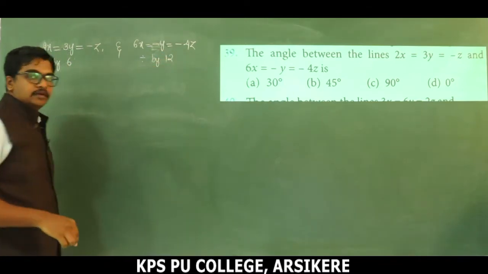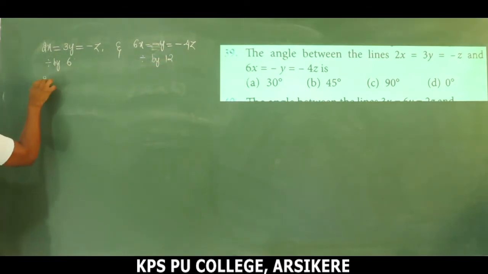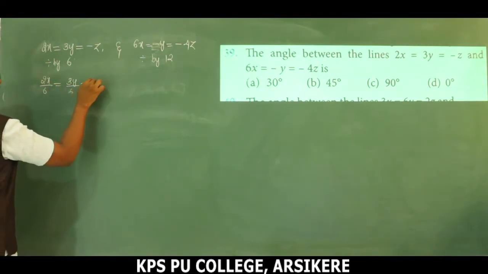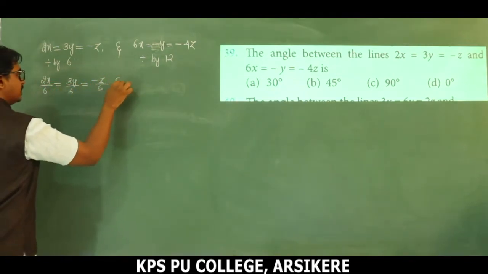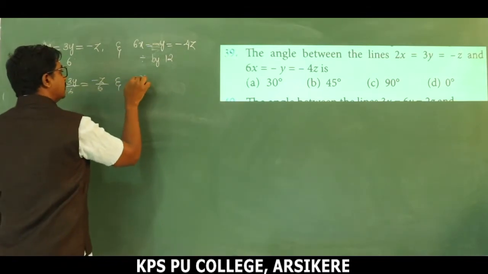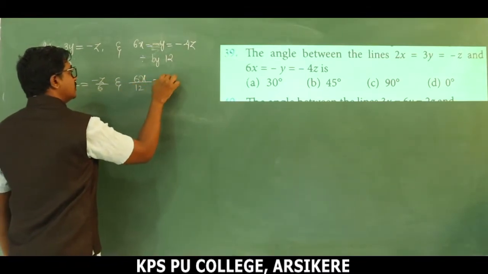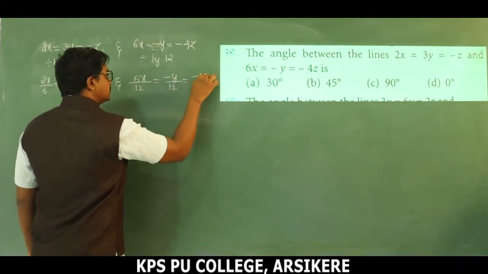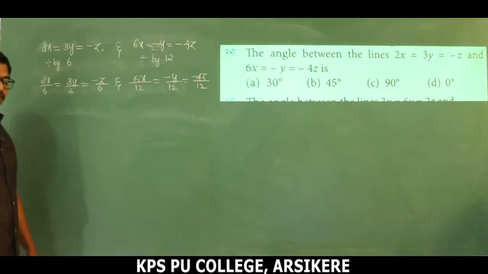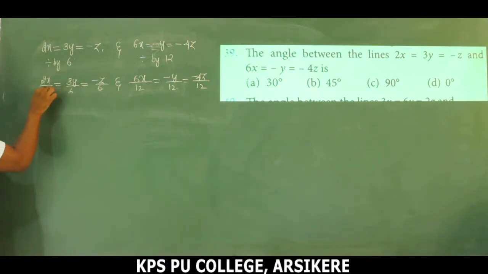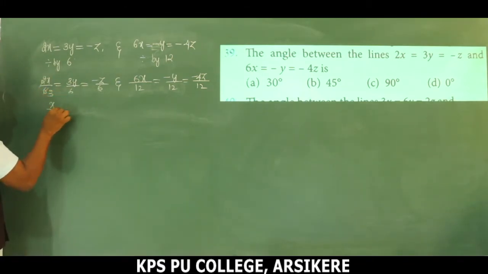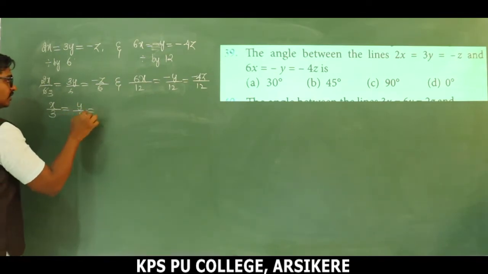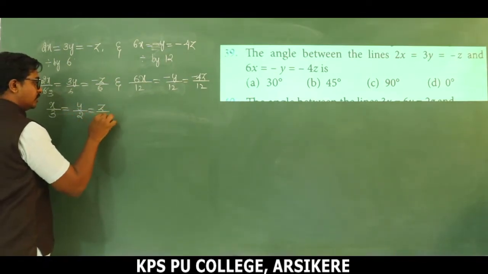12. For this one, this is 2x divided by 6 is equal to 3y divided by 6 is equal to minus z divided by 6, and next one, this is 6x divided by 12 is equal to minus y divided by 12 is equal to minus 4z divided by 12. Next step is simplification. 2 1s are 2, 3s get cancelled. We are left with x by 3 is equal to y divided by 2 is equal to z divided by minus 6.